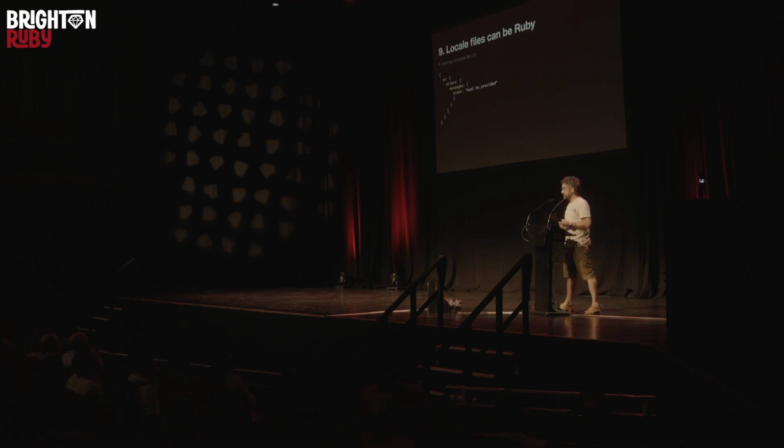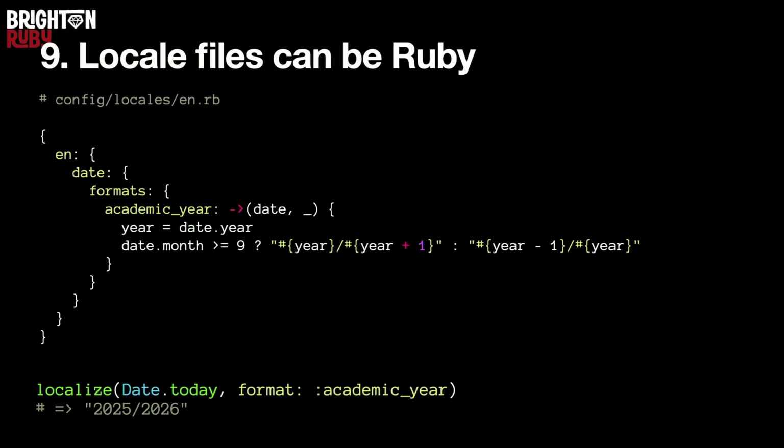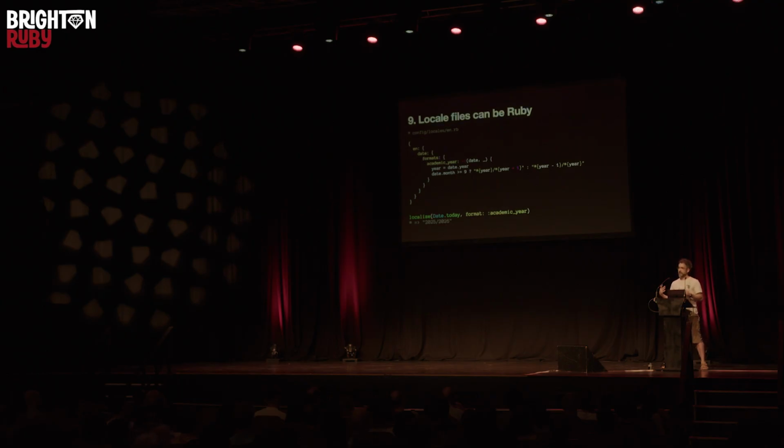Why would you do this other than a burning hatred for YAML? Well, it lets you do interesting things like this. If it's defined in Ruby, the values can be procs. Here, from some code in one of the apps I work on, I've defined an academic year format. Based on which side of September we're on, we get the right academic year printed to the user. Now, obviously, you could have written this as a helper method. But I like the fact that now every time we're outputting a time or a date, we're using the same kind of mechanism, the localized method. It's not a combination of helpers and calling strftime and all the rest of it.